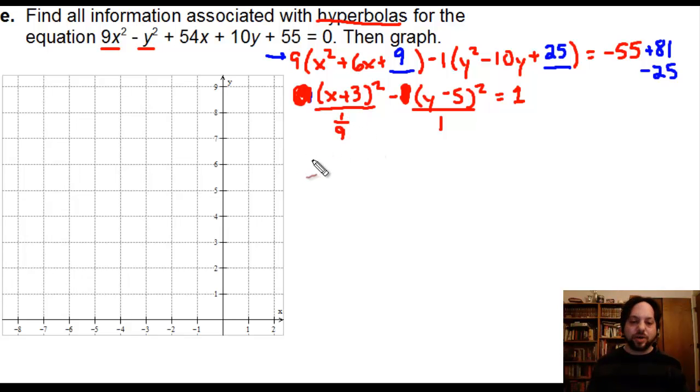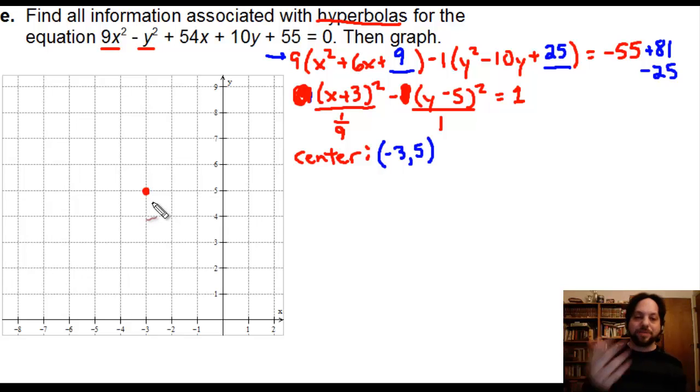So let's go ahead and find all the information we can. We're going to start with the center, as we should do with every conic. We'll start with the center, and hopefully it's easy for you to see that the center here is simply going to be negative 3, 5. So I'll go ahead and put that on my graph. I always like to graph as I go along. It helps me to see where I should add and subtract numbers.